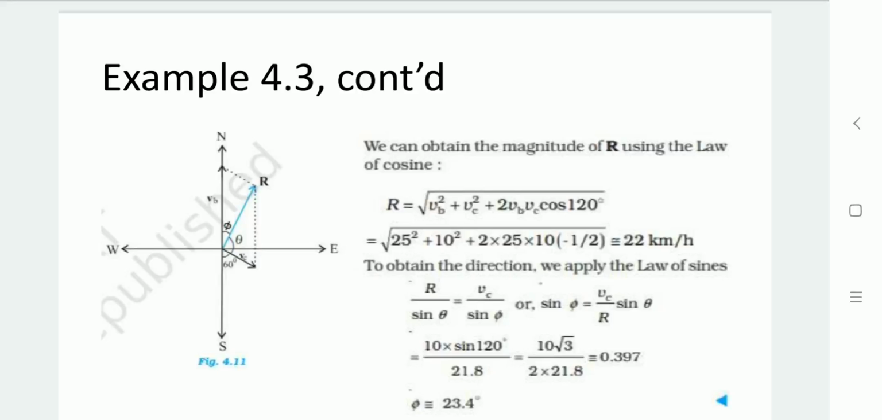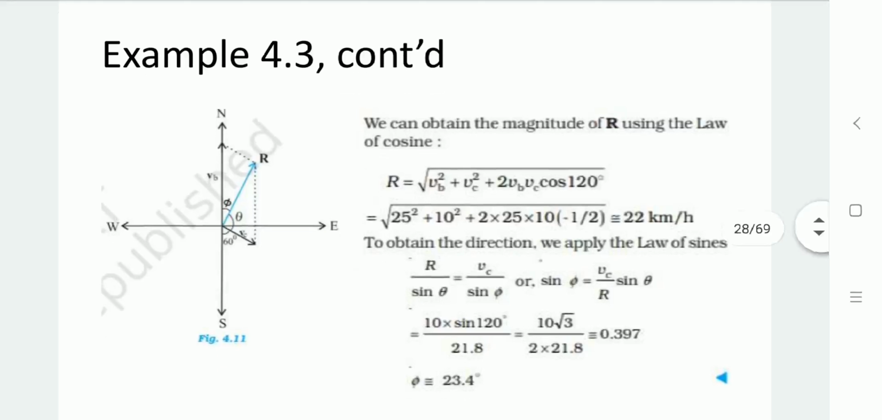So, VC square plus VB square plus 2 VB VC cos 120 degree. By substituting the velocity values of VB and VC, which are already given in the example, we get a resultant vector magnitude R equal to 22 km/h.